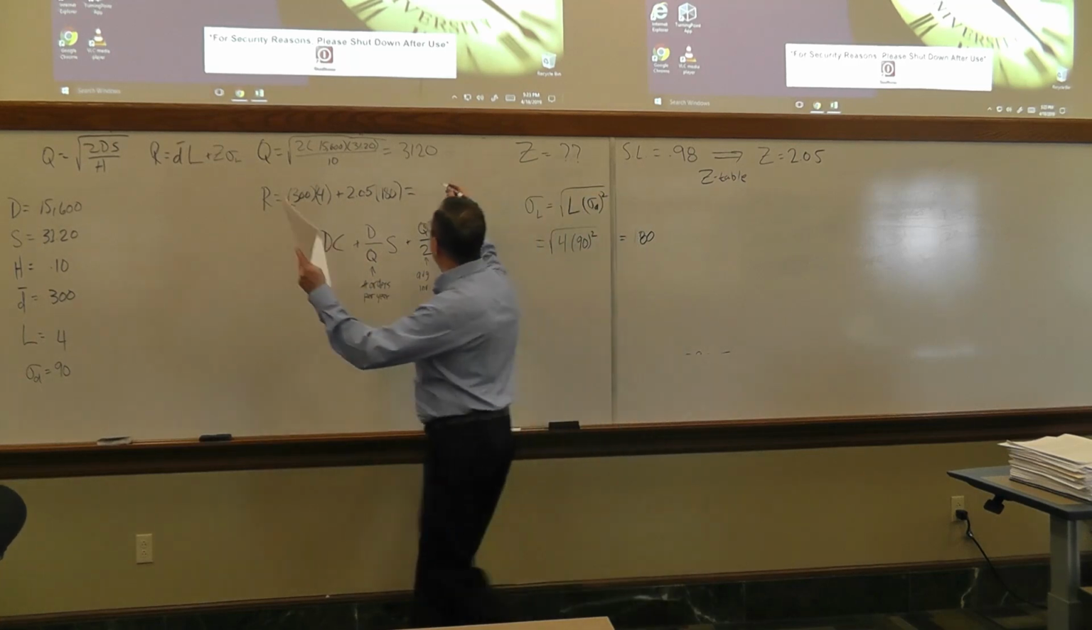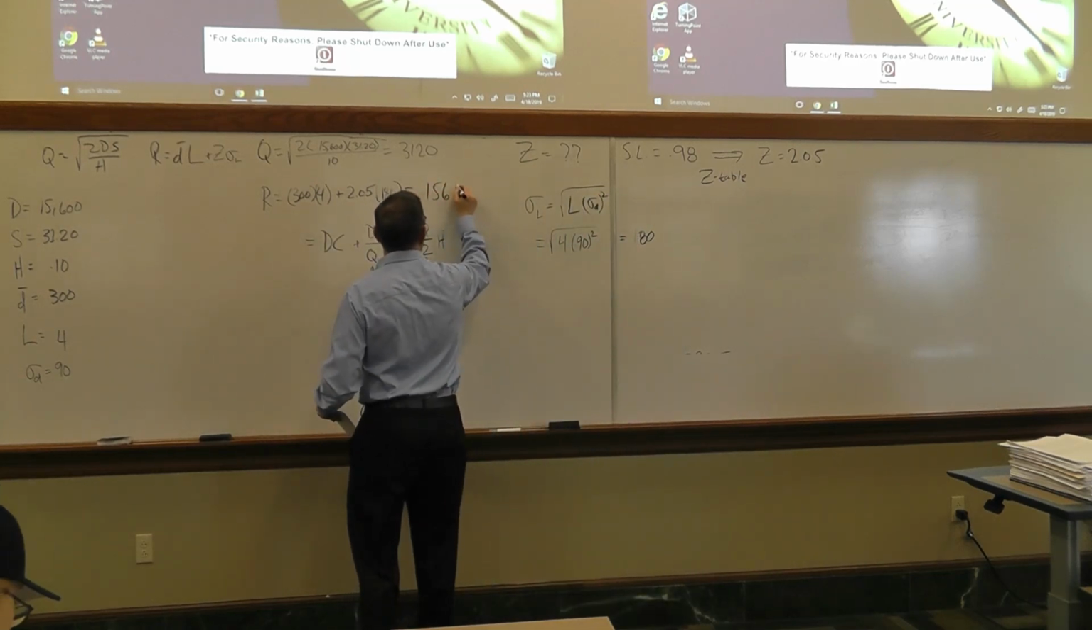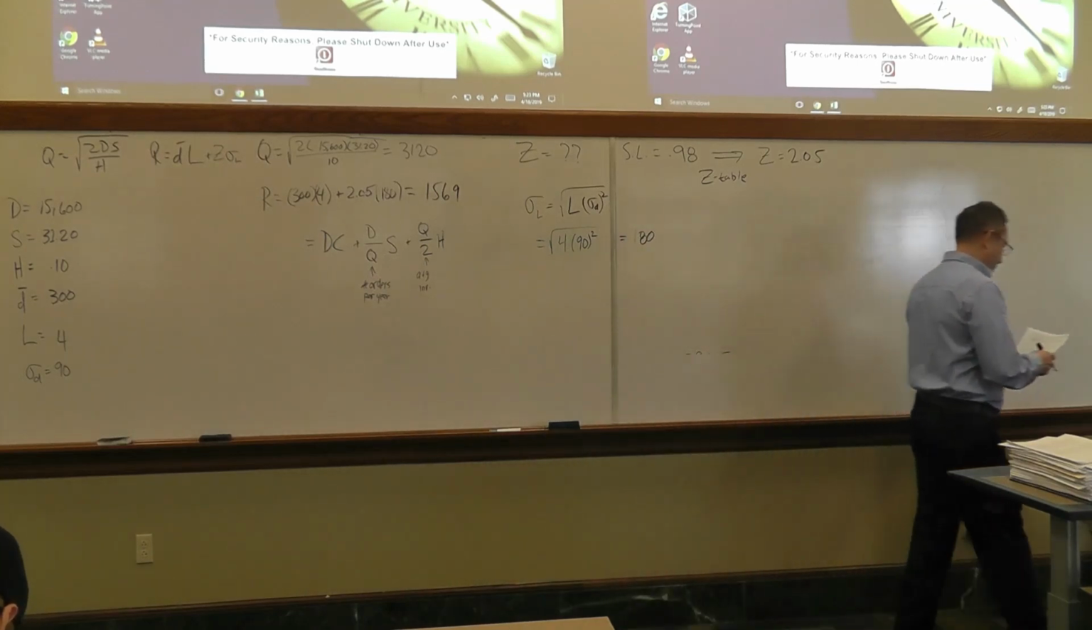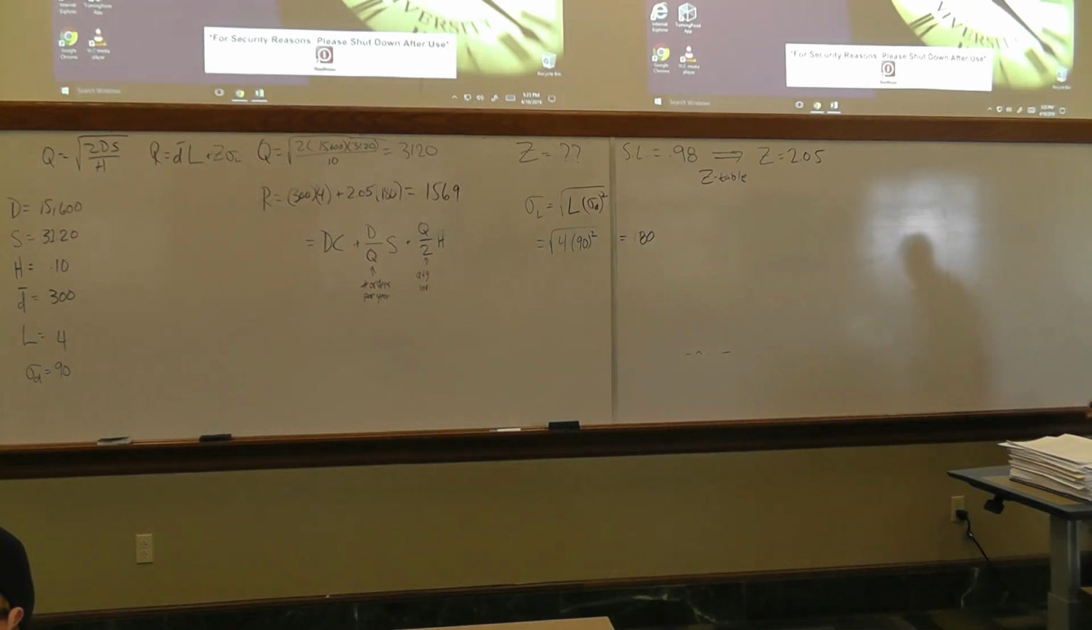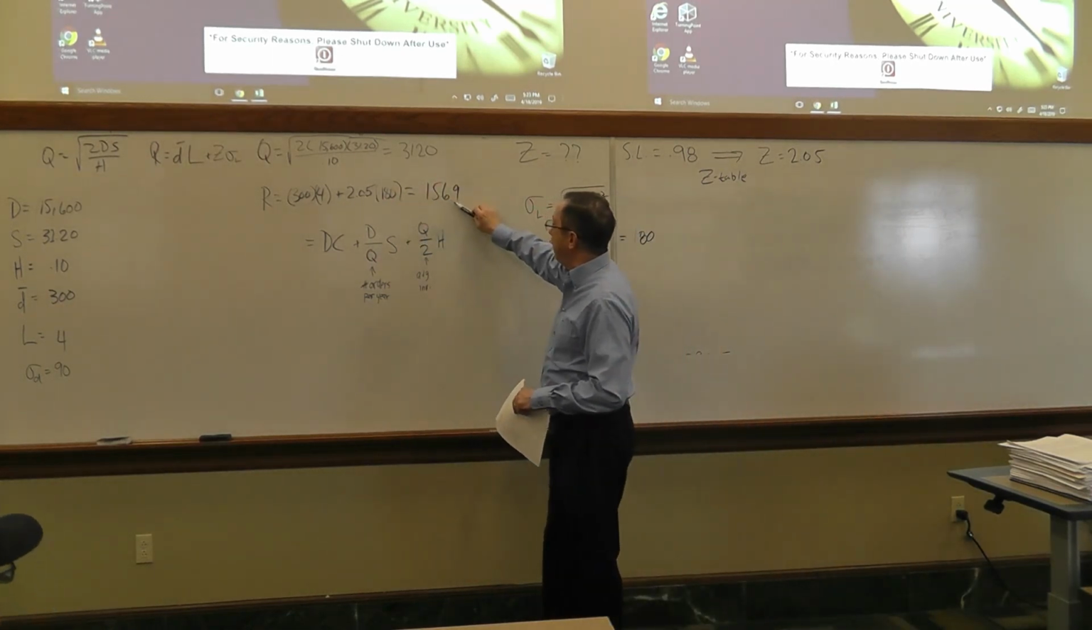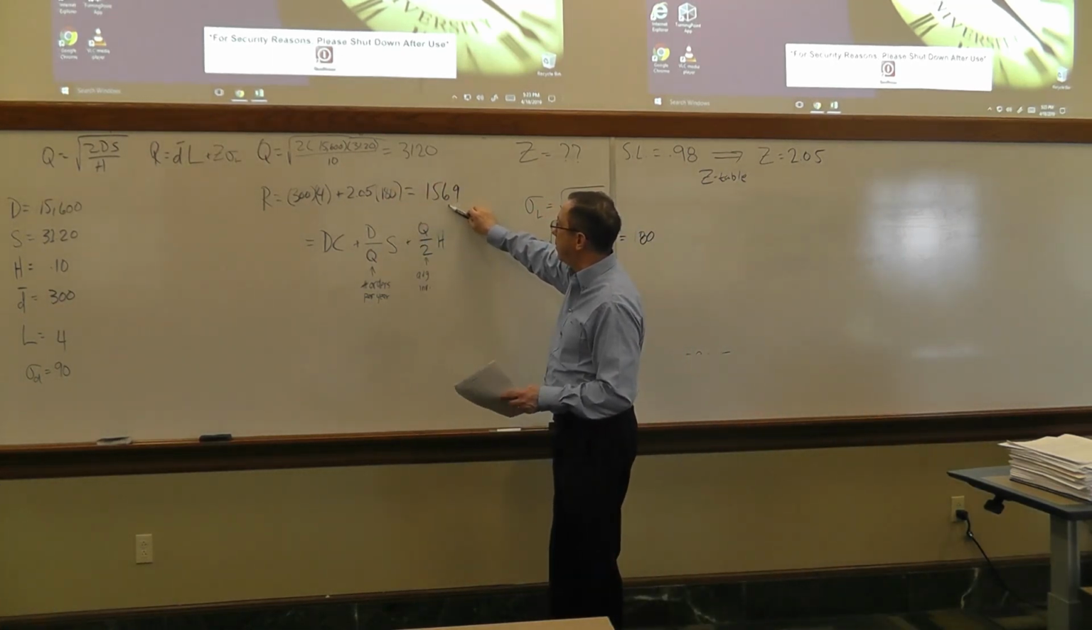Is that an exact number too? Yeah. Okay, how nice and convenient. So there's our reorder policy: keep track of inventory, and when it drops down to 1,569 units, place a new order.